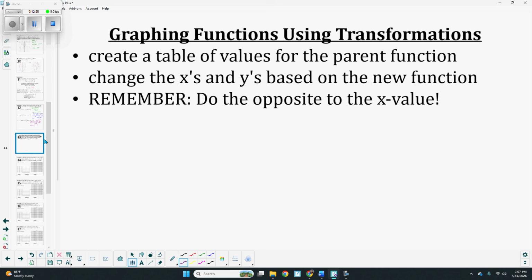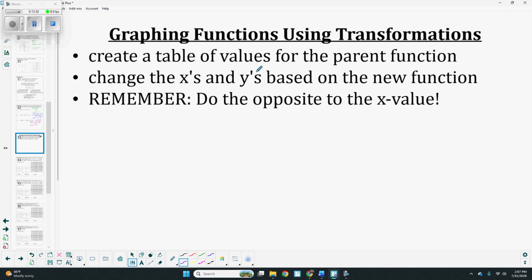So when we're graphing functions using transformations, we'll create a table of values for the parent function, right? And we're usually going to use that -2, -1, 0, 1, 2. You can choose to change that if your new equation is going to have a fraction in it, right? So if you know that you had a vertical stretch, shrink, for example, and you know you want to get rid of that fraction, you can choose to put numbers that have that denominator as their factors. But we do like to keep 0 as one of them, and we pick 2 before and 2 after.